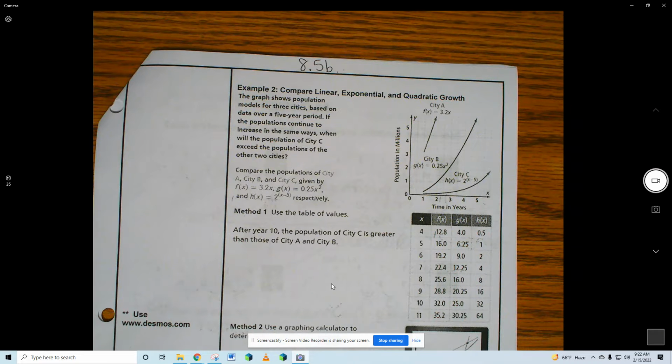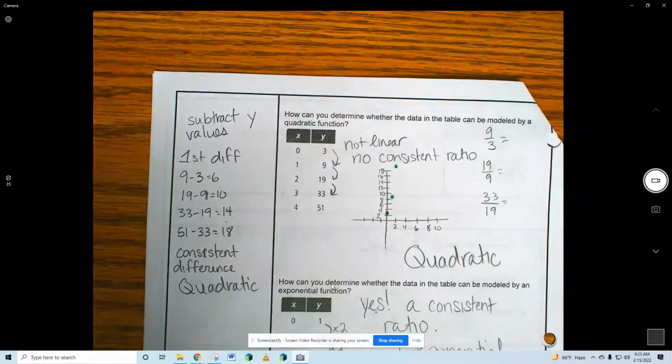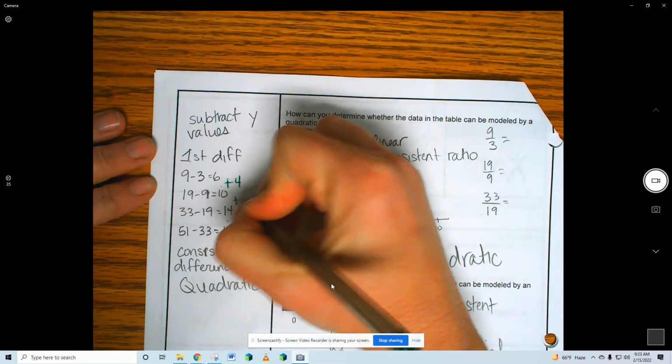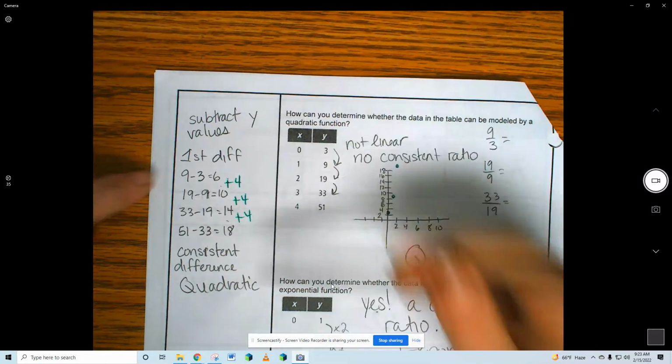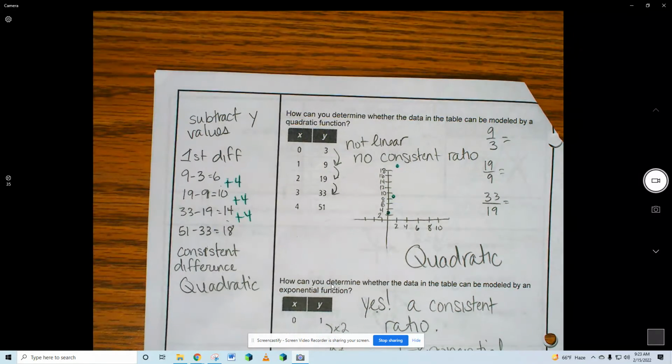Quadratic was the hardest one because I didn't see a pattern at the beginning, but then I had to look at the y values and subtract them. So that was stuff like this. I had to subtract the y values and then see what the pattern is here, and I saw, oh, this is plus 4. And this is the part that made it a quadratic. So this is what we did last lesson.